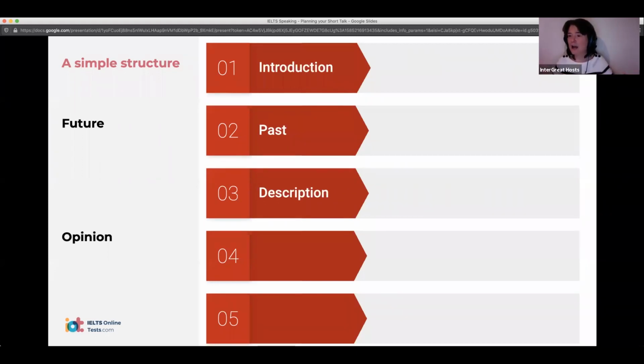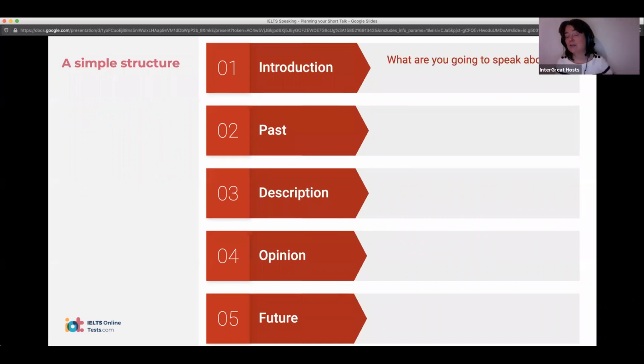Then you describe the actual trip. So where did you go? What happened? What was the weather like? What was the atmosphere like? And use lots of vocabulary there. Next one is opinion. So did you enjoy it? Did you not enjoy it? And then if we think about the future, we're thinking about, would you go back? Or would you suggest that somebody else go there?